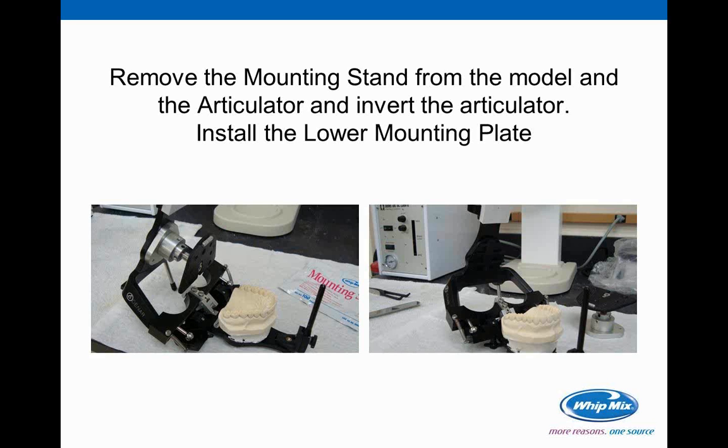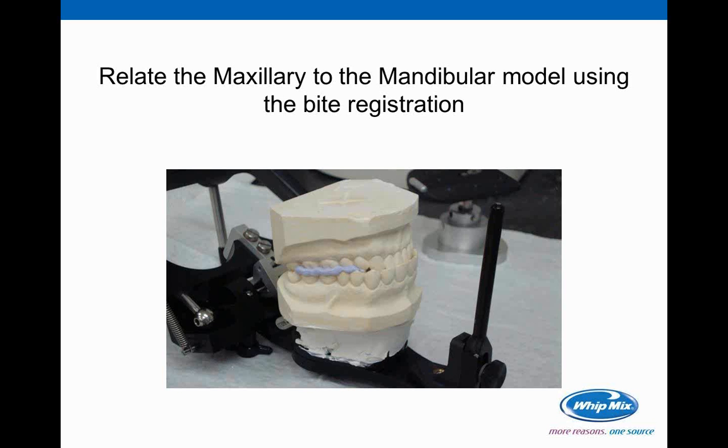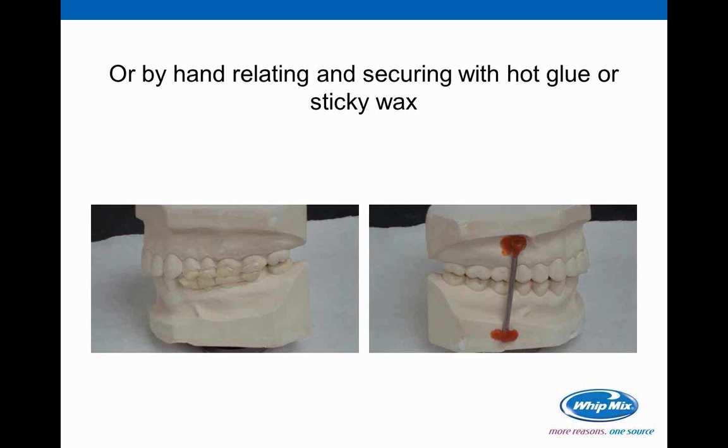Then you're going to remove the mounting stand from the model and from the articulator and invert the articulator, okay, so that it's standing on the upper member now, and you're going to install the lower mounting plate. And then you relate the maxillary to the mandibular model using the bite registration material that the doctor sent to you, or if they did not send you a bite registration, then you're going to hand relate and secure it in place with either hot glue or sticky wax, whichever system you use in your laboratory to hold those models together.